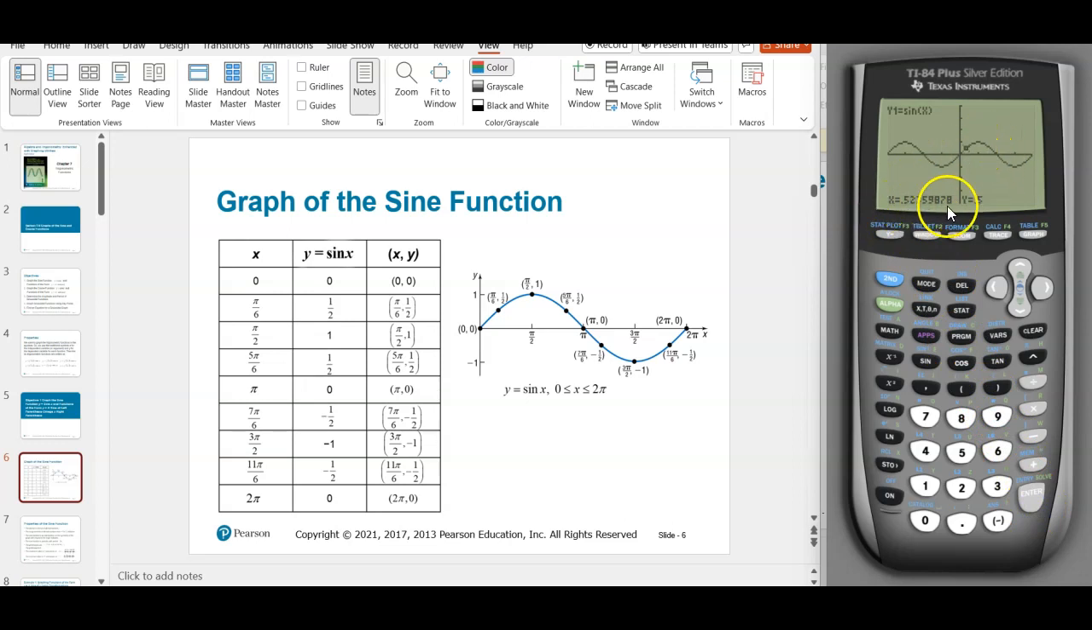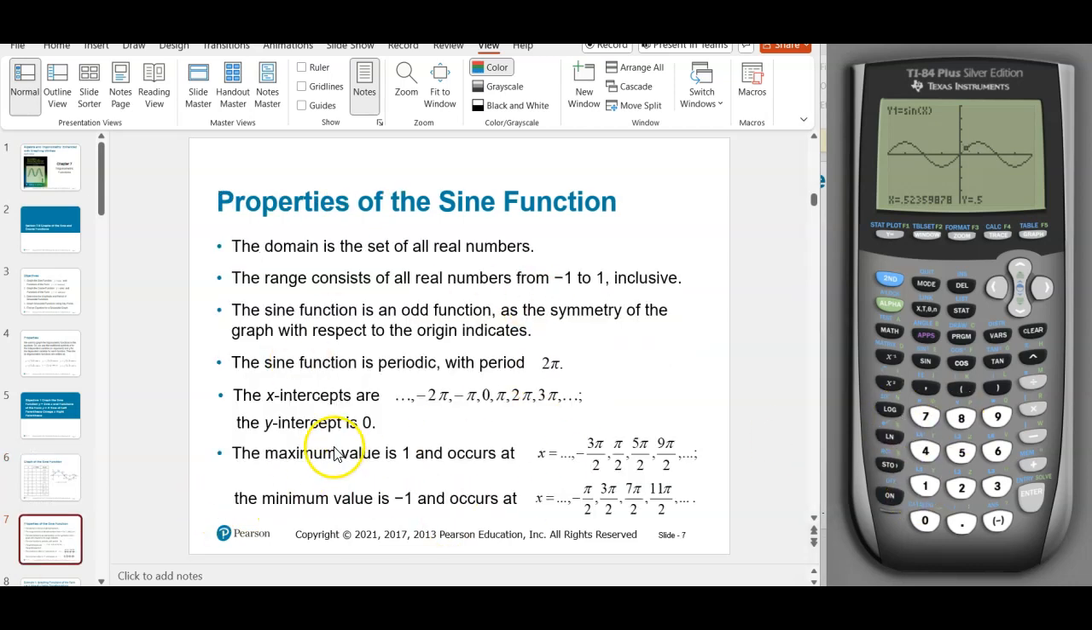Notice it's given it to me in decimal form. You will not see points on these TI calculators that have pi over 6, pi over 2, 5 pi over 6. You won't see that form here. So you're going to need to either memorize these points from the unit circle, or just know the decimal versions of those points, or play around with it and figure out what's what.